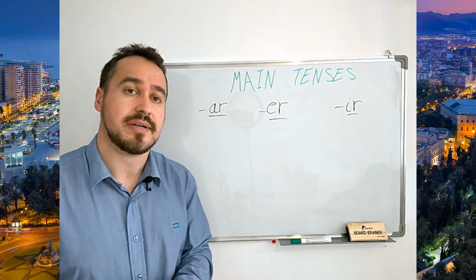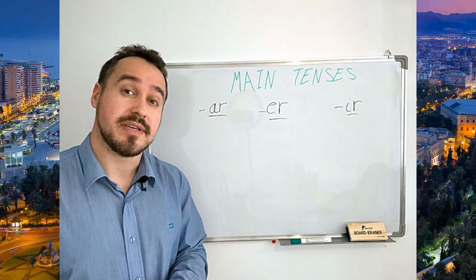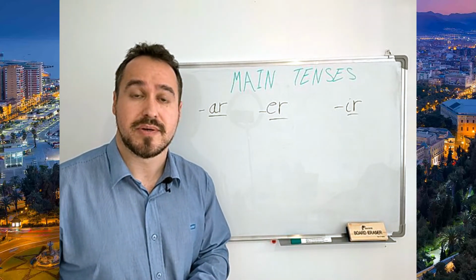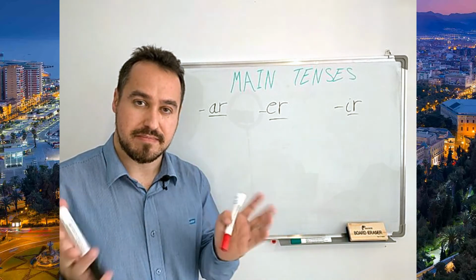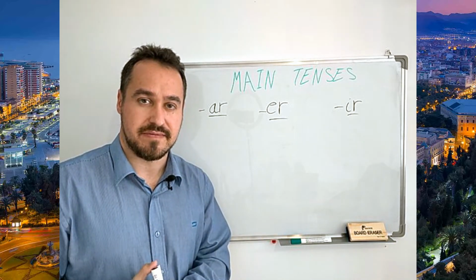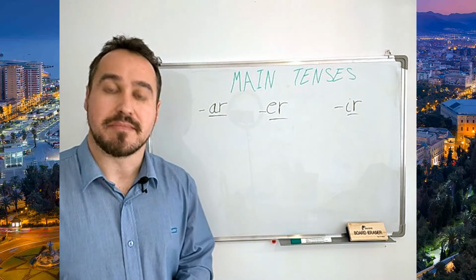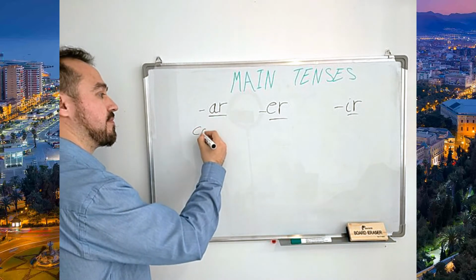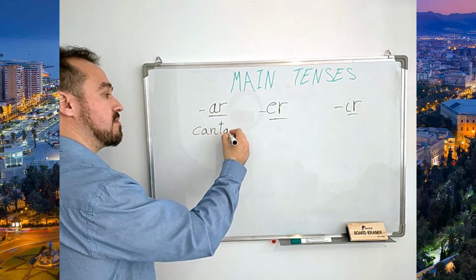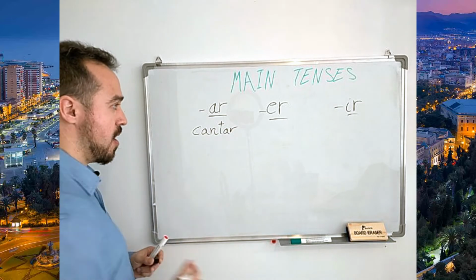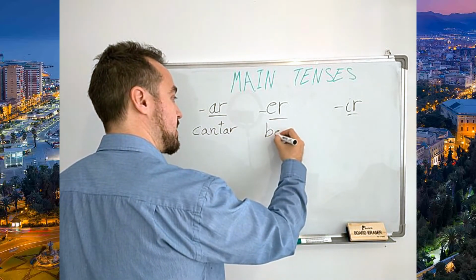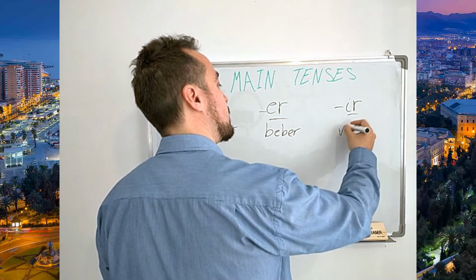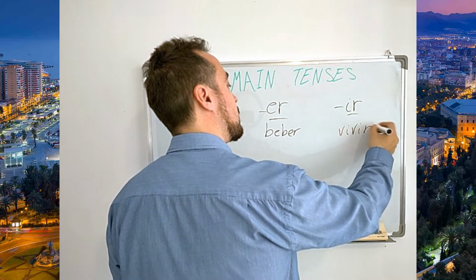So remember, in case you don't know what infinitive is, it's the form of the verb without a person or a tense or anything. It's like the base of the verb, okay? Let me give you some examples. For example, cantar, to sing. Beber, to drink. Vivir, to live.